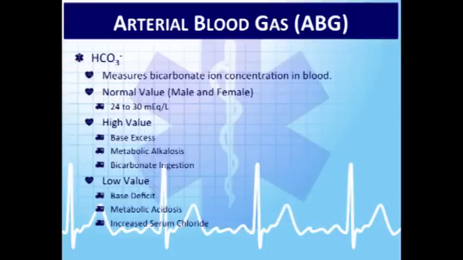Bicarb is the measurement of the bicarbonate ion in the bloodstream. Normal is 24 to 30 milliequivalents per liter. If the patient has a high bicarb level, that is going to be indicative of a metabolic alkalosis. So it's going to make the pH be elevated. A low value is metabolic acidosis.